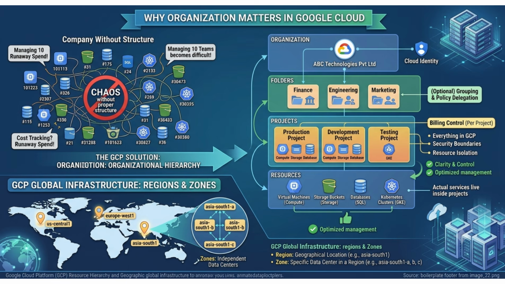Regions and zones. Google operates data centers worldwide. Region, a geographical location. Examples: us-central1, asia-south1, europe-west1. Zone, a specific data center inside a region. Examples: asia-south1-a, asia-south1-b, asia-south1-c.